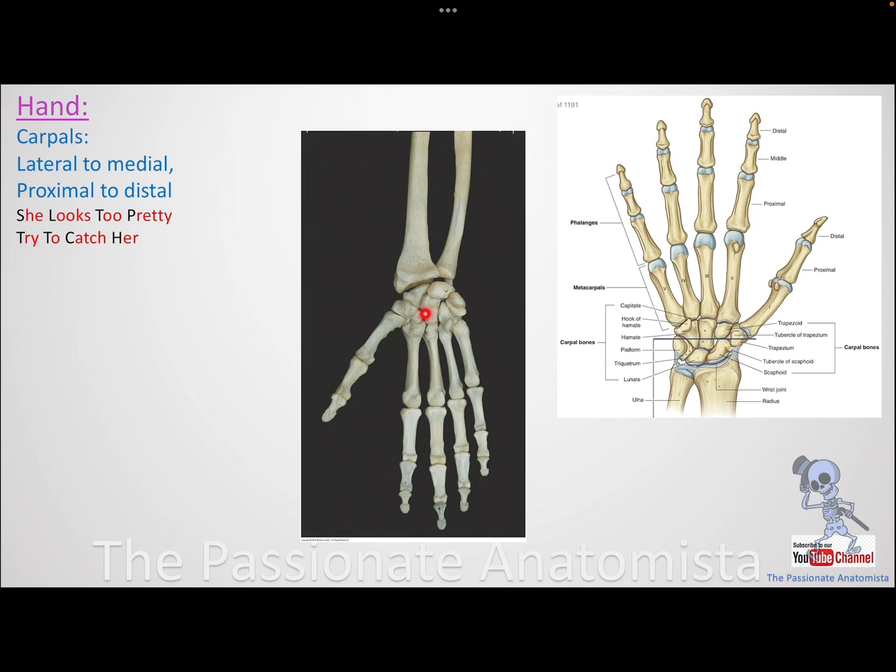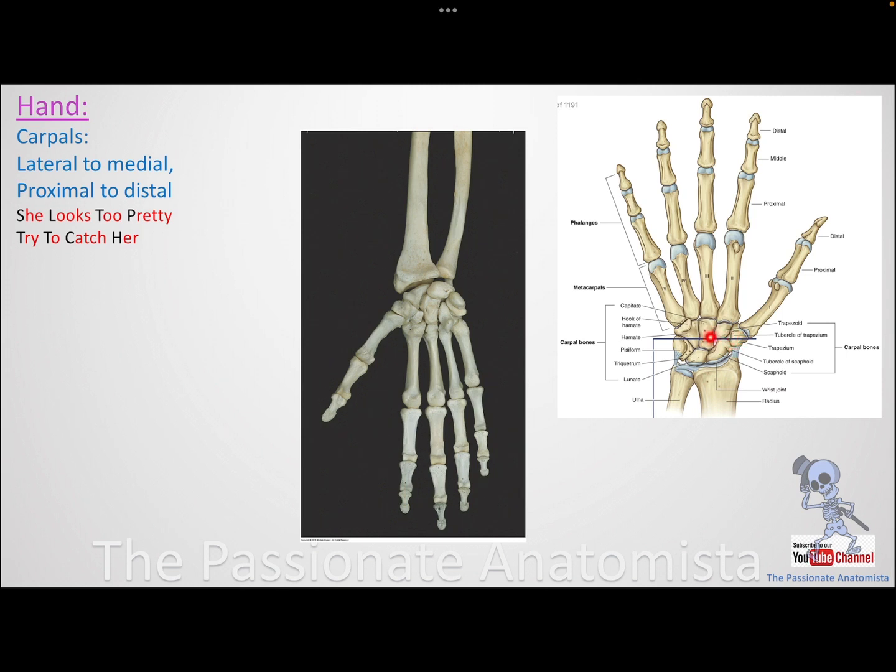And then the second row, again, lateral to medial, is gonna be "try to catch her." Try to, trapezium, trapezoid, all right? The twin. So the second row is going to be trapezium, trapezoid. So if you look at this, trapezium, trapezoid, they are twins. Trapezium followed by trapezoid, lateral to medial.